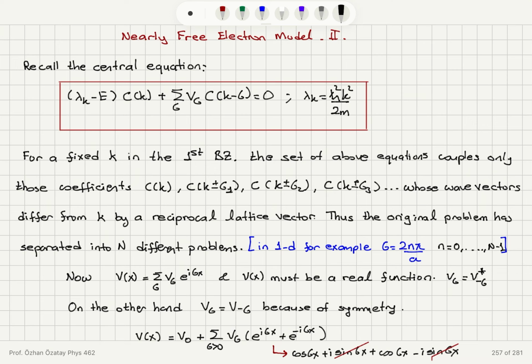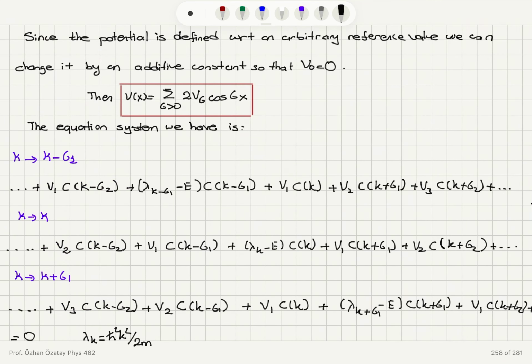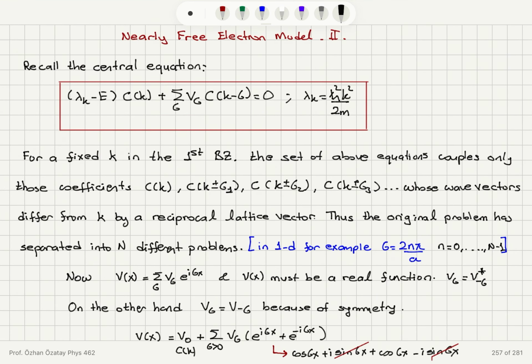Now, if I start with g equal to 0 here, for the potential, I will have a V0 plus the sum over g positive of V_g times e to the i g x plus e to the minus i g x. Actually, I would have V0 times c of k here. But basically what I'm going to say is I can define the potential with respect to a reference, and I will call this reference V0. So V0 is equal to 0, and I define the potential energy with respect to that, so that this first term will disappear.